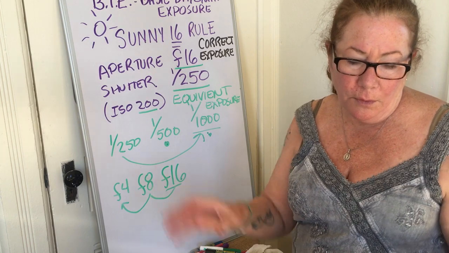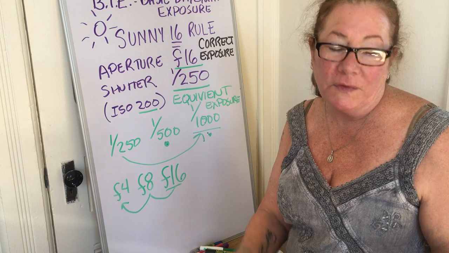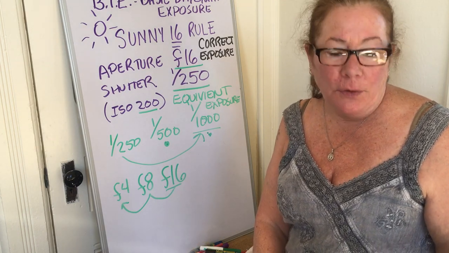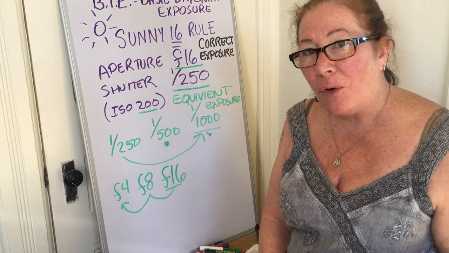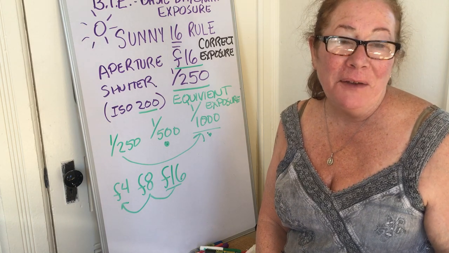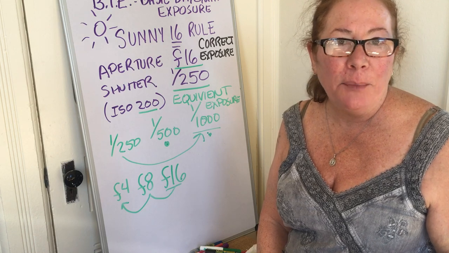So by doing that, we're bringing the amount of light from both controls, the shutter and the aperture, back into balance. So that's that reciprocal relationship. If you change one control, you have to change the other to compensate, right? For the change in the light, the illumination that's coming into the camera.